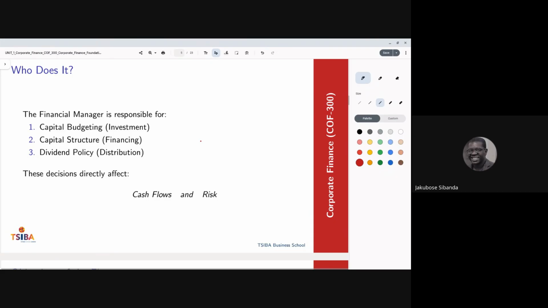So, who oversees everything that we are talking about? The financial manager within a company is responsible for capital budgeting. Capital budgeting, that's investing. You choose from a range of investment opportunities that are there. You evaluate which one is the best opportunity and then you invest. So that's an investment decision. Then the other thing is capital structure. How are you going to structure the financing of your company?